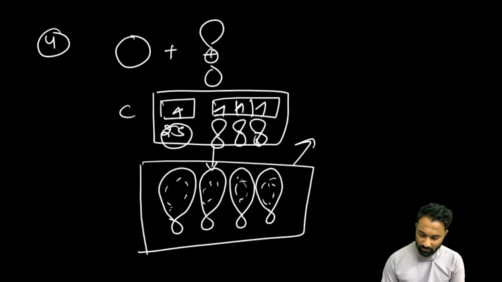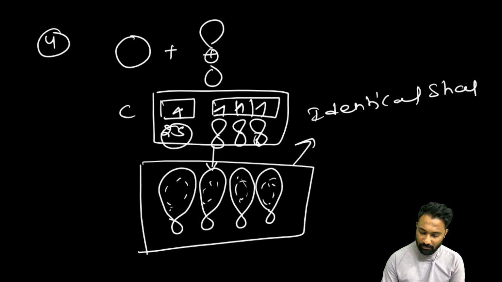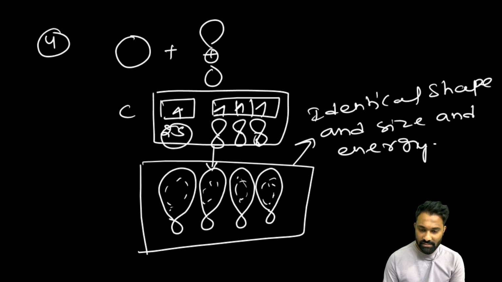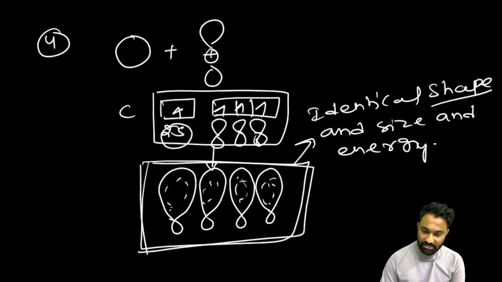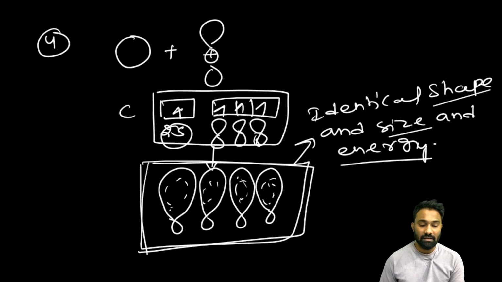Now, these hybridized orbitals should be identical in shape, size and energy. Is it clear? This newly formed hybridized orbital has identical shape, size, and the same energy. Clear? Now we'll see how many orbitals intermix to give sp, how many to give sp2, and how many to give sp3.